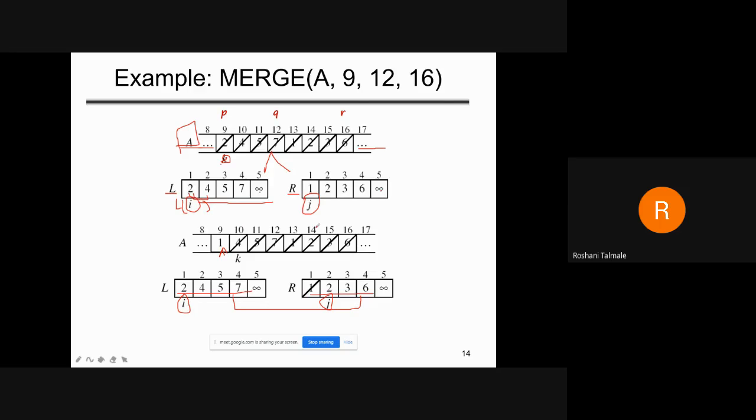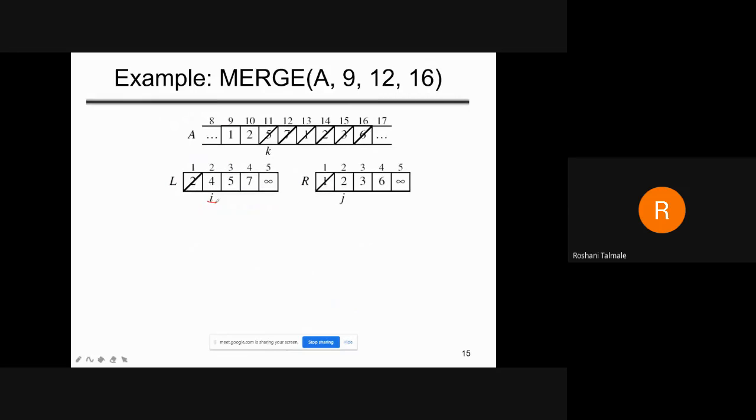1 is less, so we will keep the 1. Then we will increment the counter. So in the next iteration this becomes I and this becomes J. Okay? So see, now I is 4 and J is the 2 value. So we have to learn this, because when we write the program, we have to keep all these calculations in mind: when I will increment, when J will increment, and when K will increment.